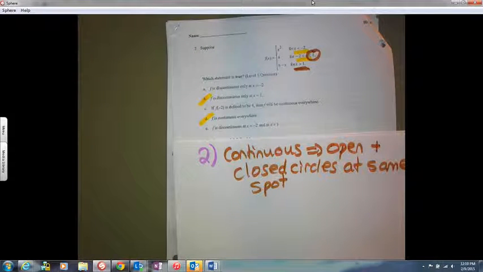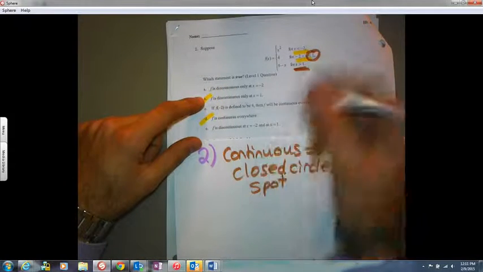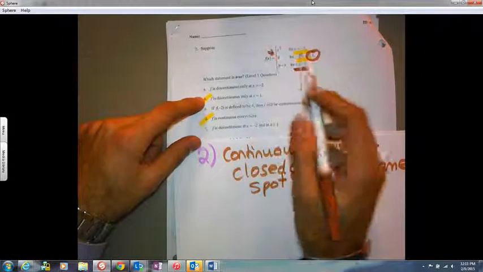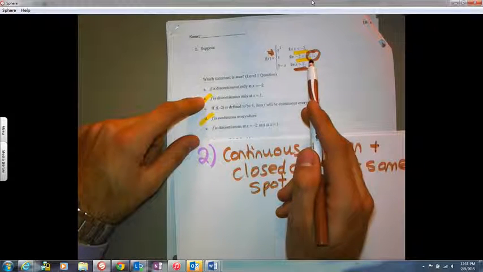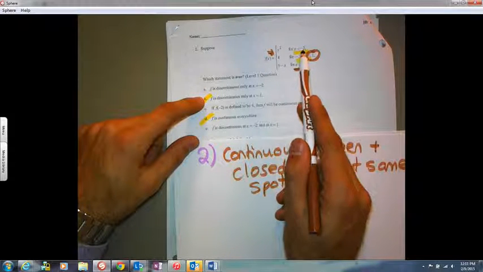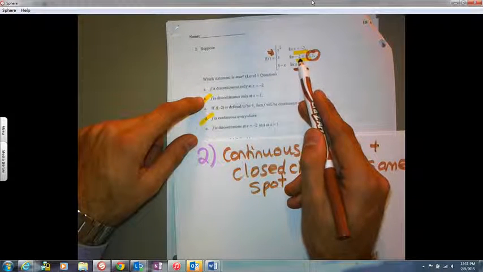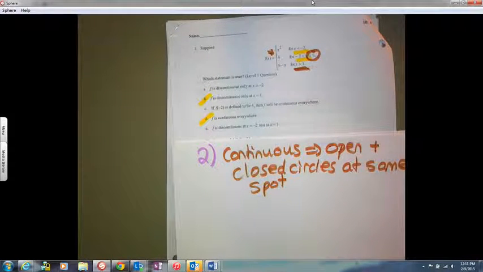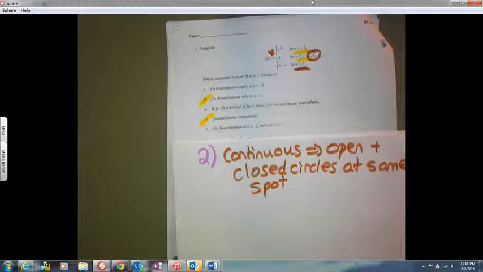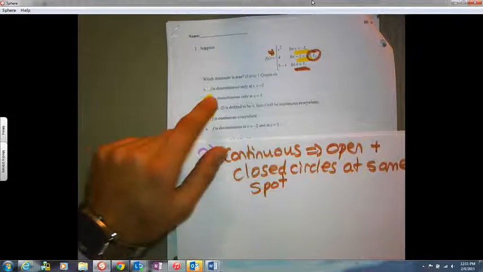So this piece right here, the top piece, is only defined where x is less than -2, and this piece is defined when x is bigger than -2. Neither piece is defined when x equals -2. So in other words, there is a hole at -2, which means I have to lift my pencil, which means it is not continuous at -2.